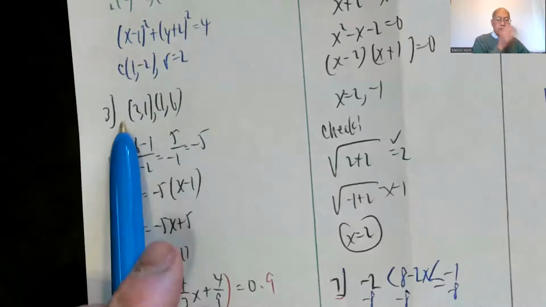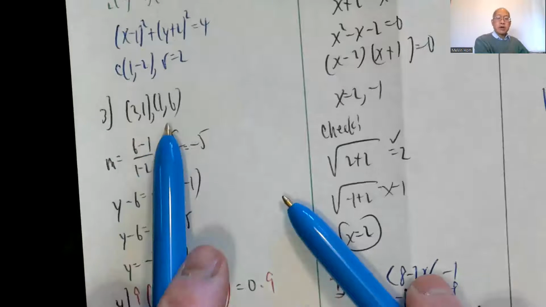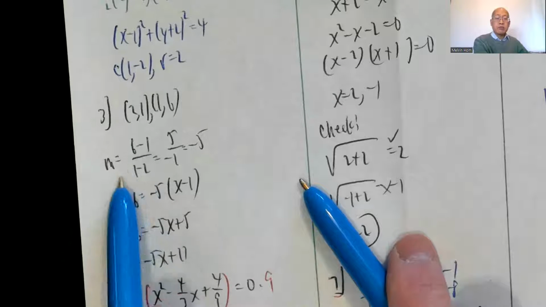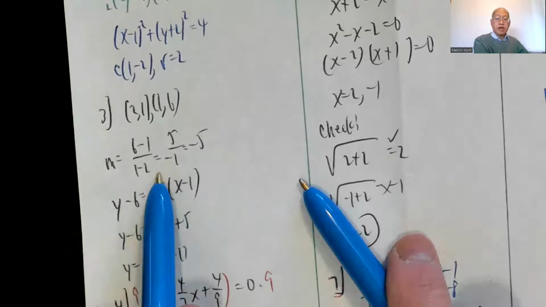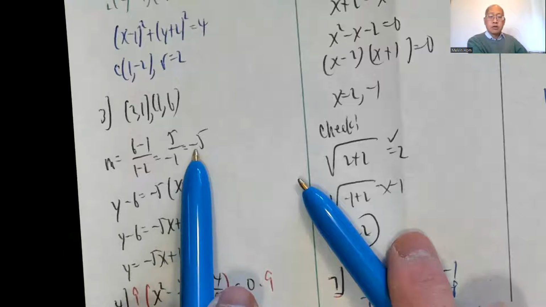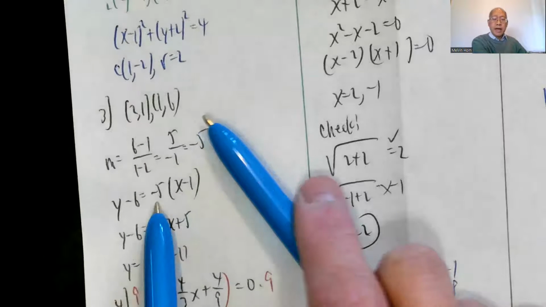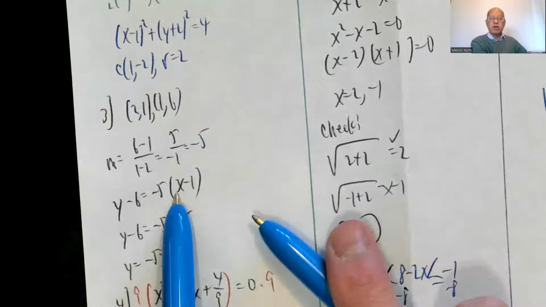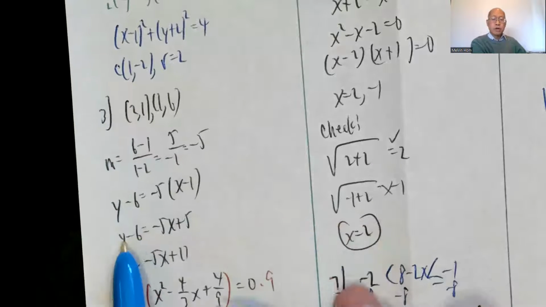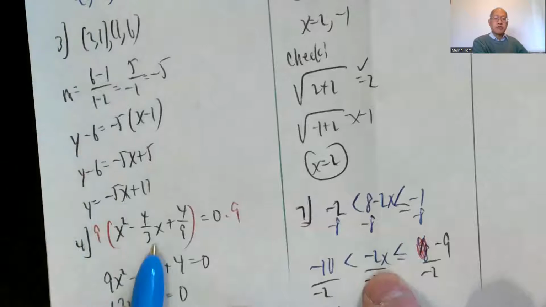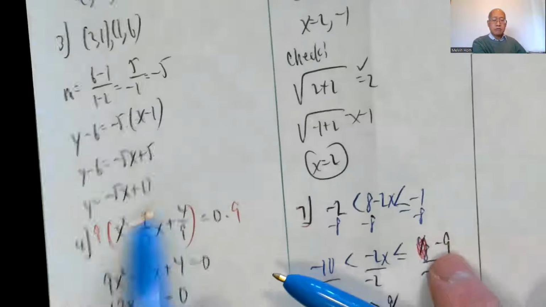Number 3, given these 2 points, the slope is y2 minus y1, 6 minus 1, divided by x2 minus x1, 1 minus 2. That gives me 5 over -1, which is -5. Then I do the point-slope form: y minus y1, y minus 6 equals m, -5, times x minus 1. You could have also used (2, 1). y minus 6 equals -5x plus 5. Add 6 to both sides. y equals -5x plus 11.